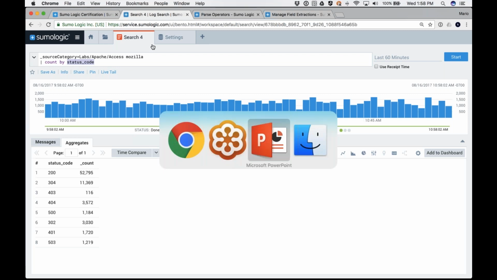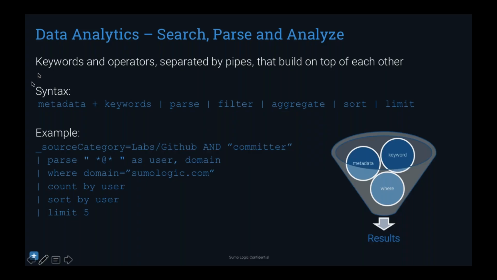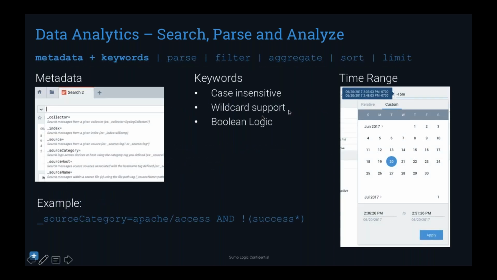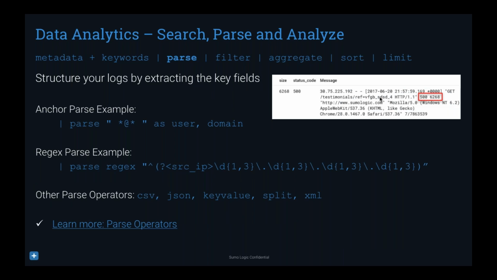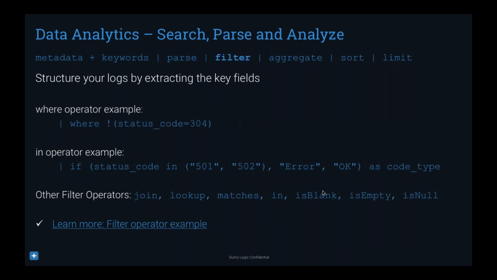Okay, so that's how you go about and start parsing your data. Now you can start filtering your data, you can start aggregating your data, you can start doing all these things. Here's where I talked about using your metadata and keywords. I showed you how to use the time ranges as well. You could do additional anchor parsing like I was showing you before. You can do parse regex. Here are all the other operators I was showing you for additional formats in the operation.